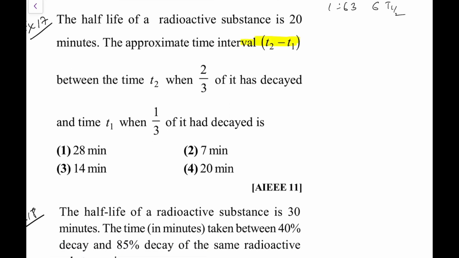The half-life of a radioactive substance is 20 minutes. The approximate time interval T2 minus T1 between the time T2 when 2/3 has decayed and time T1 when 1/3 of it has decayed. Now this is a very interesting question. Just look at it on the graph.